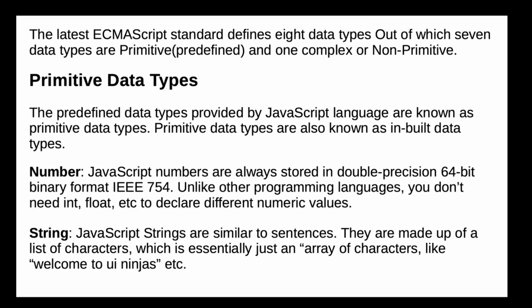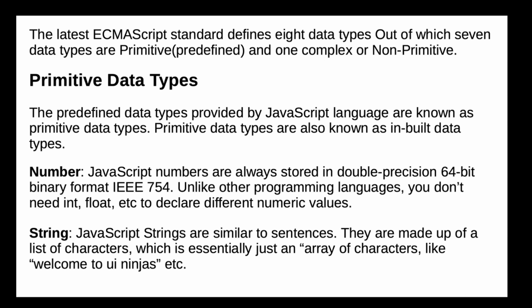The latest ECMAScript standard defines 8 data types, out of which 7 data types are primitive, meaning predefined, and 1 is complex or non-primitive. So first is the primitive data type. The predefined data types provided by the JavaScript language are known as primitive data types. Primitive data types are also known as inbuilt data types.